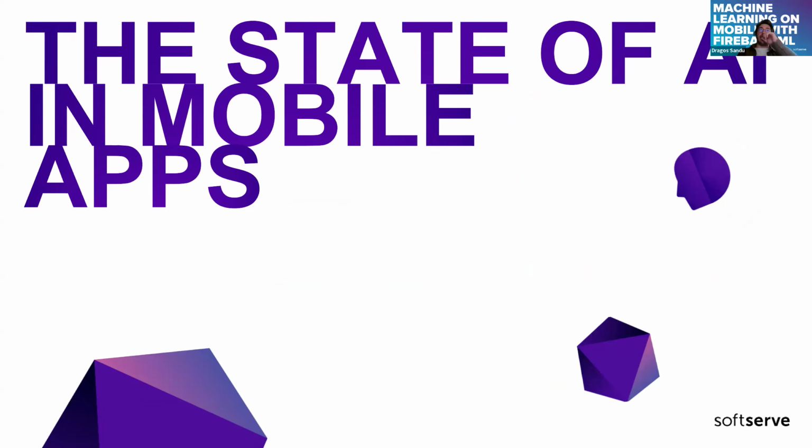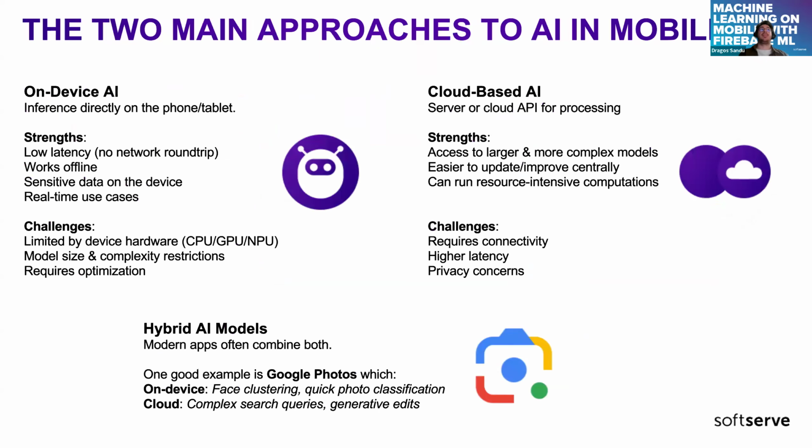But what is the state of AI in mobile apps? Well, we can have multiple, well, 3 approaches. One would be on-device AI and machine learning, cloud-based one, and a combination of both.